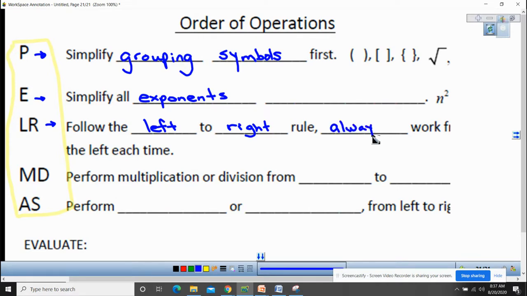Always work from the left each time, just the same way that we read out of a book. We always read from the left side to the right. You do your math, always restart from the left side to the right. Okay, M and D. Obviously, perform multiplication or division. And again, always restart, starting from the left to the right.